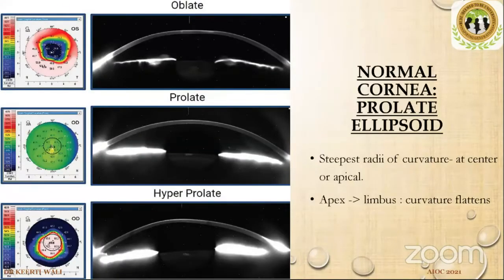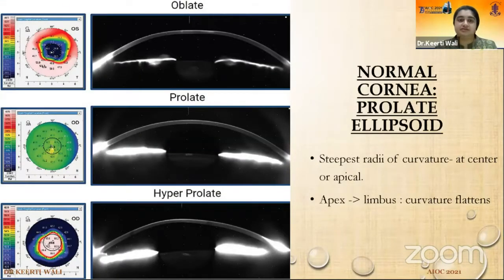As you know, normal cornea is a prolate ellipsoid, which means the curvature is higher in the center as we go to the periphery.